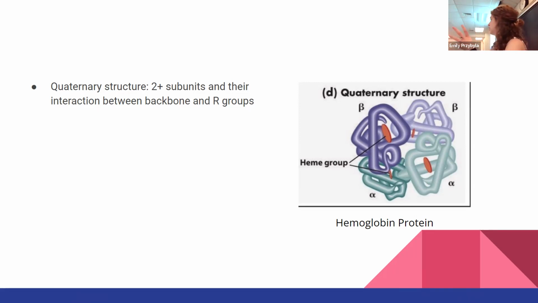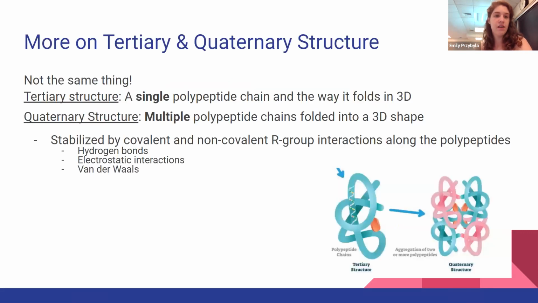A domain is just a particular part of a protein that serves a specific function. I know that's not on the slides, but I get that question a lot. Okay, I reiterated this multiple times. The tertiary is a single polypeptide chain. Quaternary is multiple polypeptide chains, also referred to as subunits.